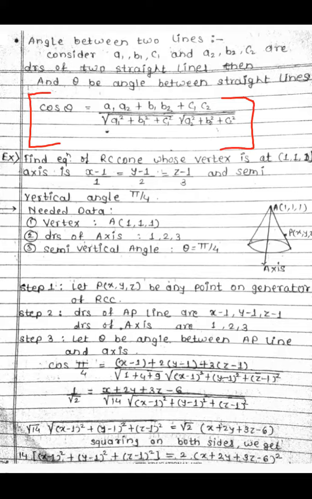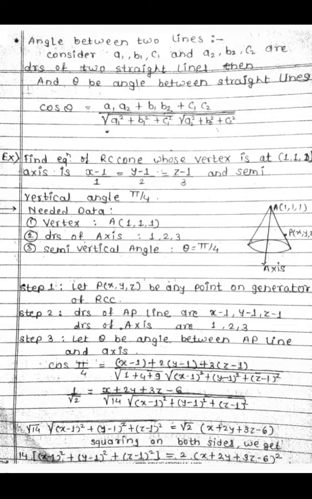Take the first example. Find the equation of right circular cone whose vertex is at (1, 1, 1), and the axis is given by the equation (x minus 1)/1 equals (y minus 1)/2 equals (z minus 1)/3, and semi-vertical angle pi by 4. If this example is given, then we have to collect three pieces of information. First, the vertex. Second, the direction ratios of the axis.